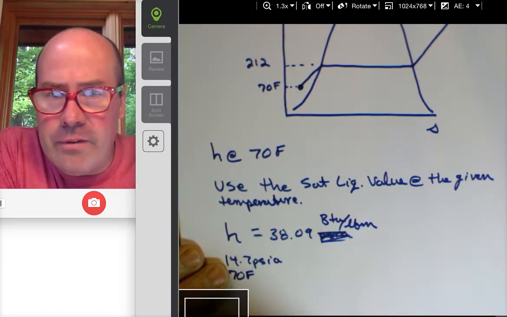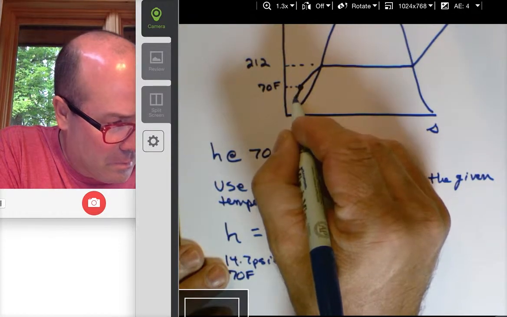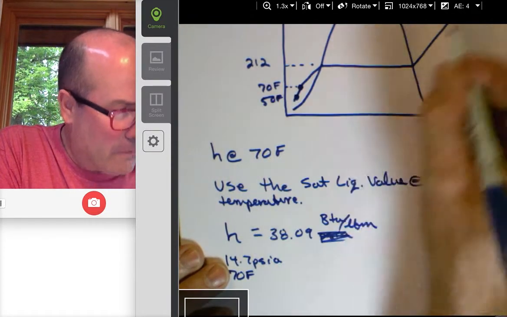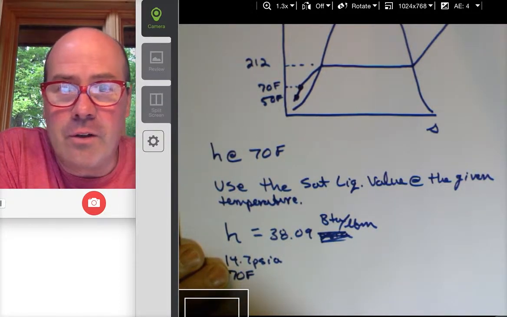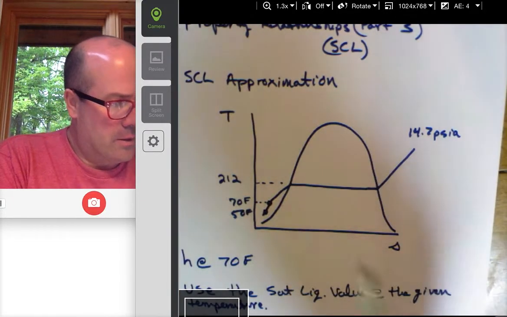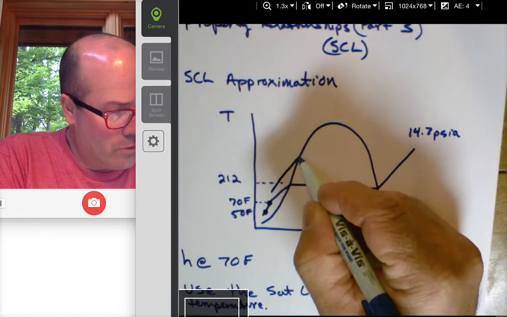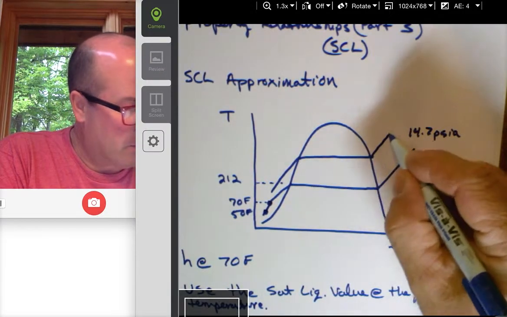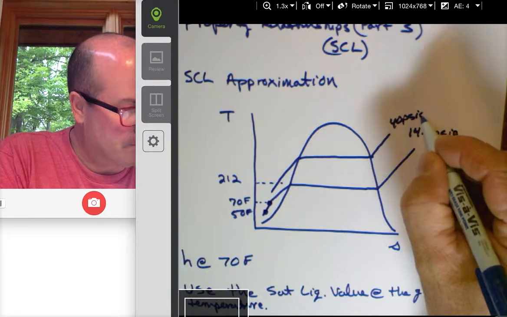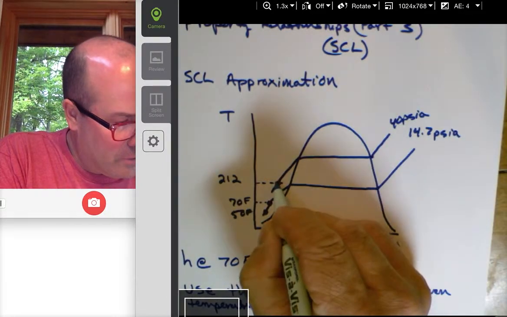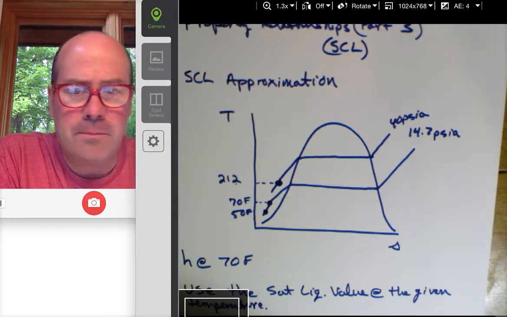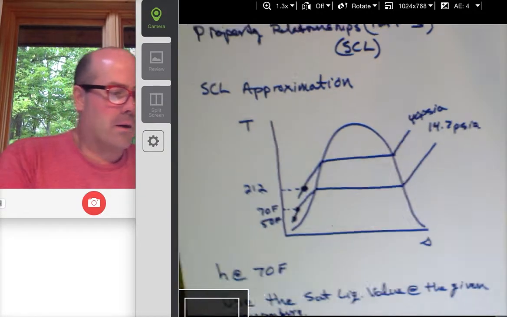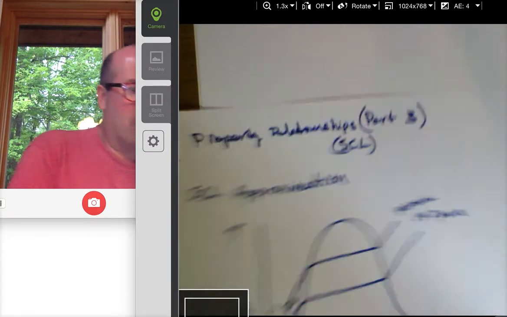What if I wanted it for 50 degrees and 14.7 psi? Go to HF at 50 degrees. What if I wanted to find at 212 degrees and 40 psi? I would use HF at 212 degrees. It's not complicated. All right. Well, that didn't take very long.